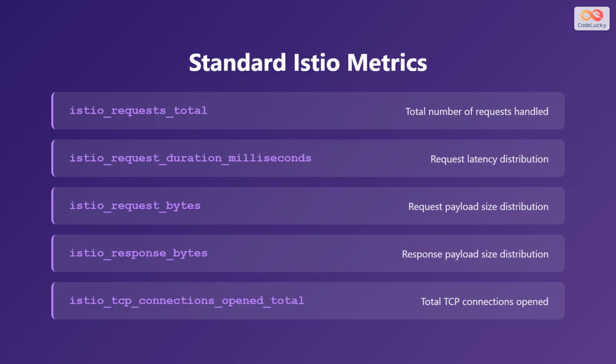For TCP traffic, the istio_tcp_connections_opened_total metric counts the total number of TCP connections opened. These metrics are automatically collected from Envoy proxies and can be scraped by Prometheus for analysis and visualization.